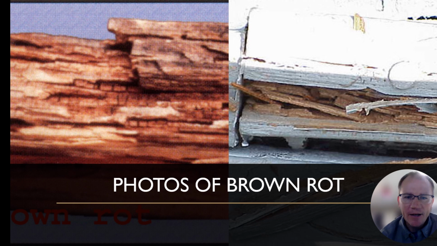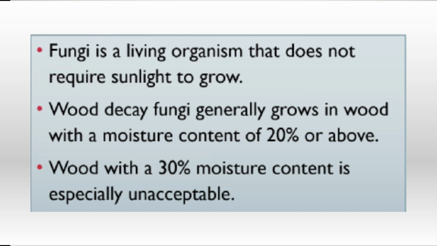On this screen, you can see photos of brown rot. If you look especially at the photo on the left, you'll see that brown rot can crack perpendicular to the grain. So it actually cracks cross grain on the wood itself. Fungi is a living organism that does not require sunlight to grow. Wood decay fungi generally grows in wood with a moisture content above 20%. Wood with a 30% moisture content is especially unacceptable.